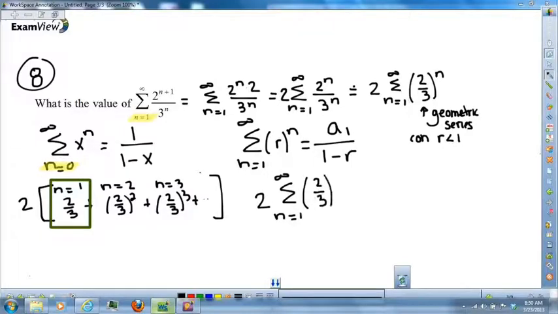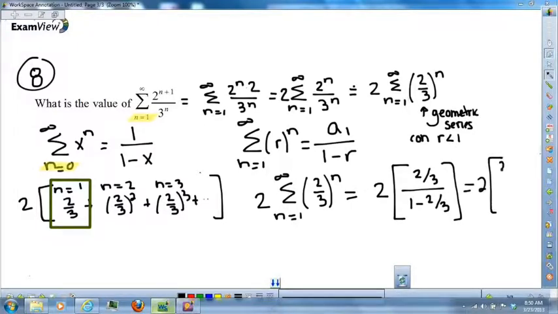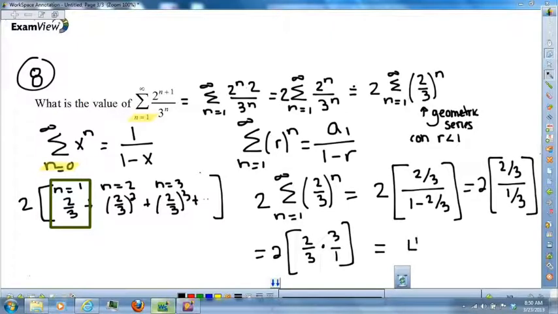So if we use our formula for the sum, we get 2/3 over 1 minus 2/3, which is 2/3 over 1/3. And as we simplify, we get the sum of 4.